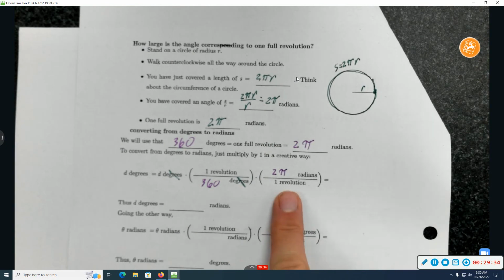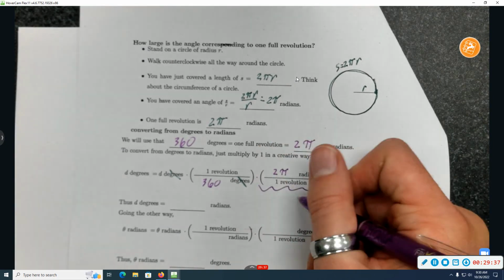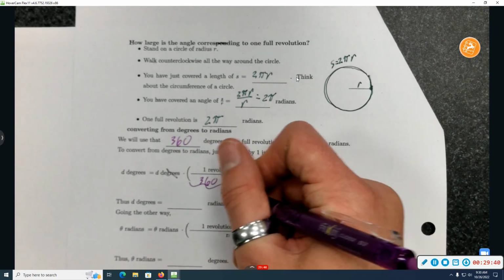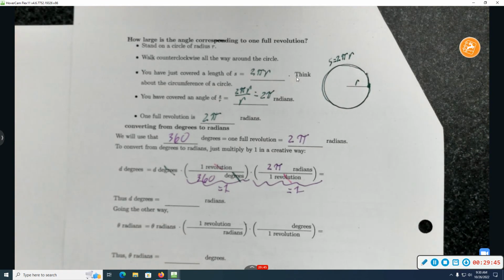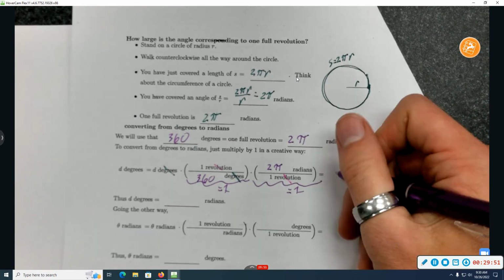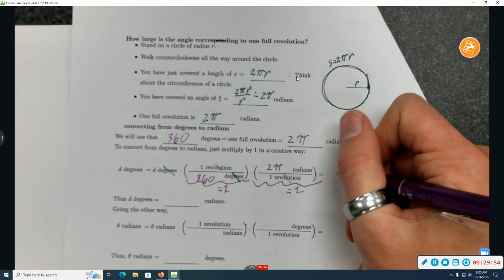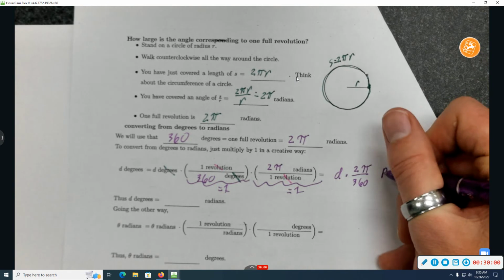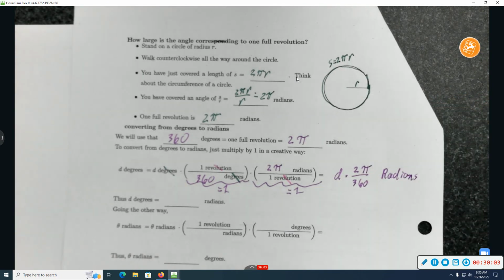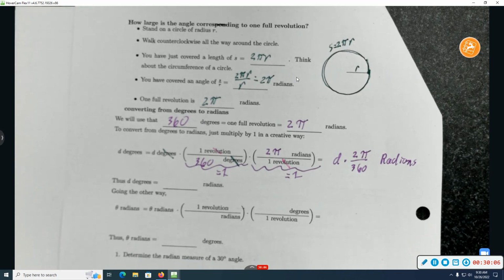Oh, neat. So that means this fraction is also equal to 1. And multiplying by 1 doesn't change a thing. Full revolutions cancel, so what are you left with? d times 2 pi over 360, and now I'll specify that it's in radians. Let's simplify that some, because this is a formula we'll use an awful lot. Do you see any common factors you can cancel? 2, right? 360 is 2 times 180.